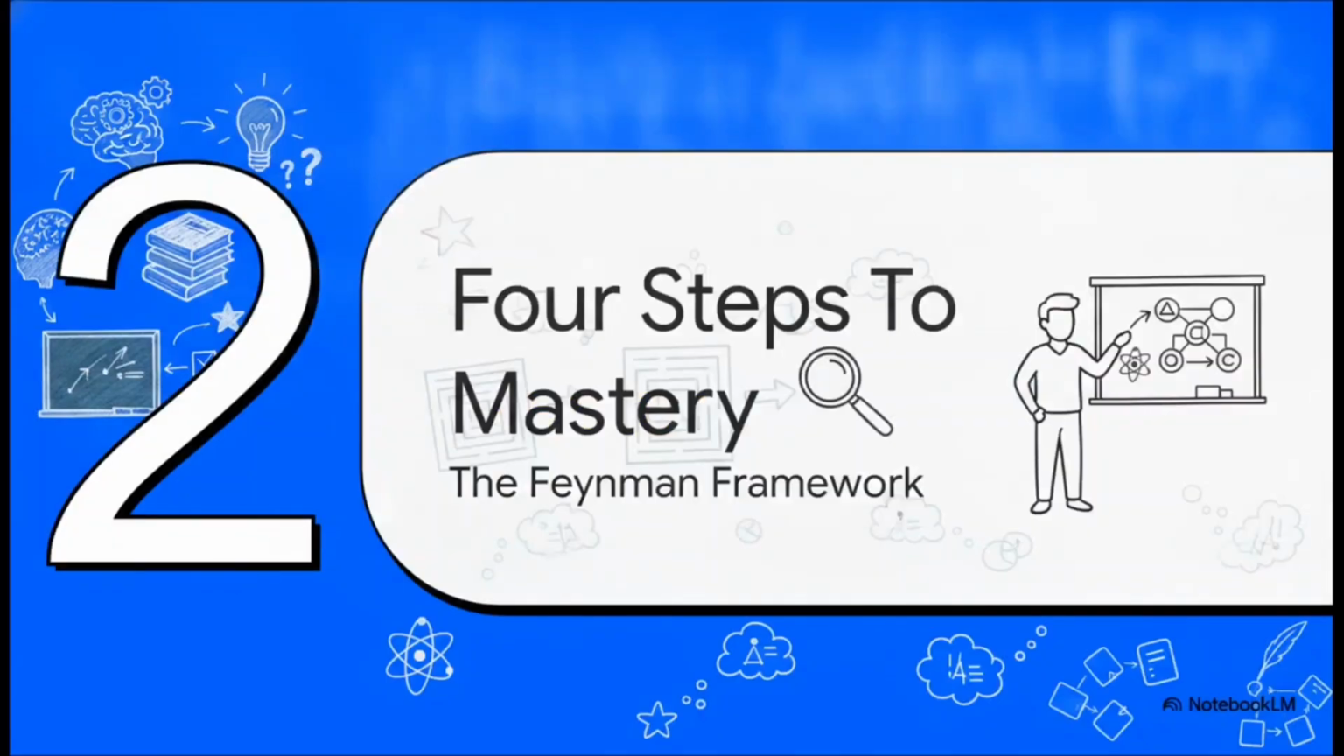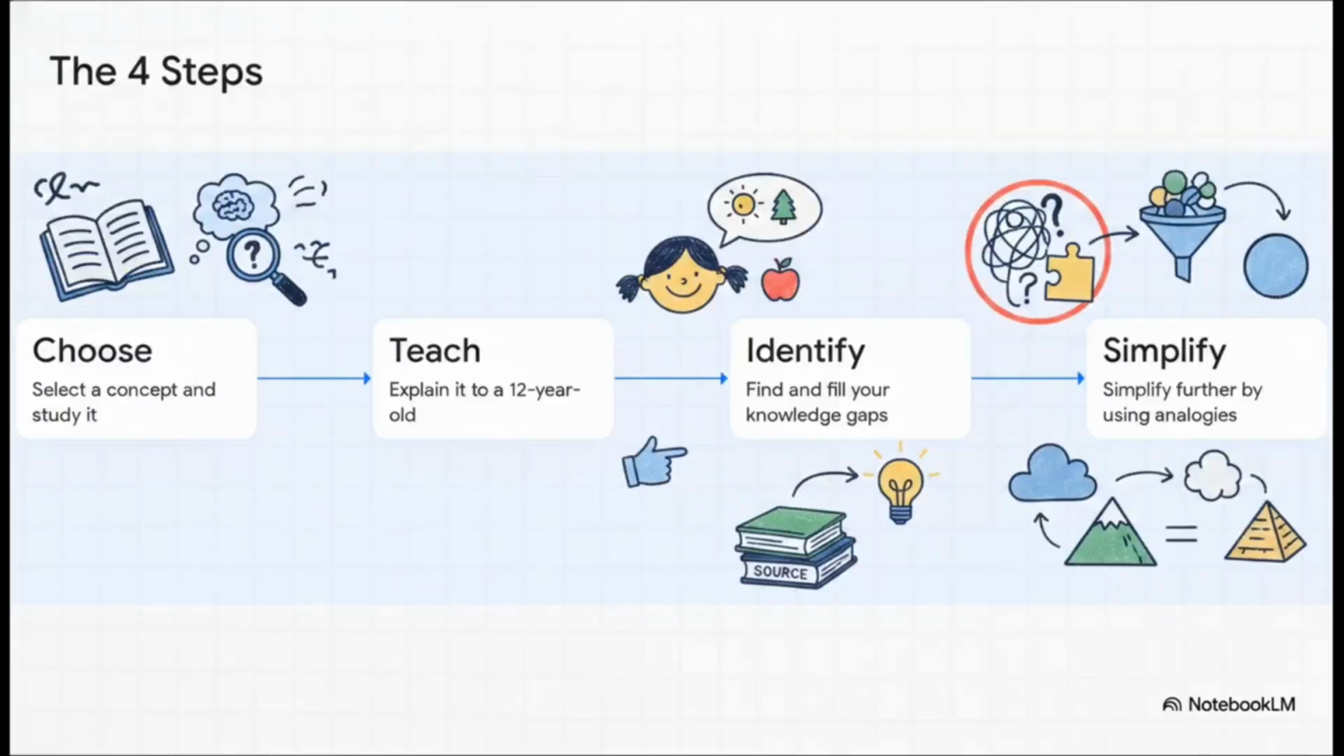Moving right along to Section 2, 4 Steps to Mastery, the Feynman Framework. Let's break down the exact 4-step framework you can start implementing today to actually master a subject. Step 1. Choose and study a concept. Literally start with a blank page and just write down every single thing you know about it. Step 2. Teach it to a 12-year-old. This is the fun part, where you write out your explanation using the absolute simplest language possible.